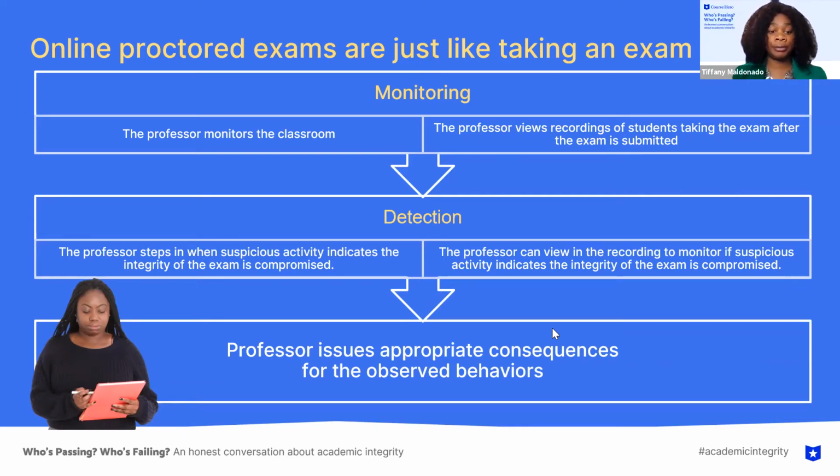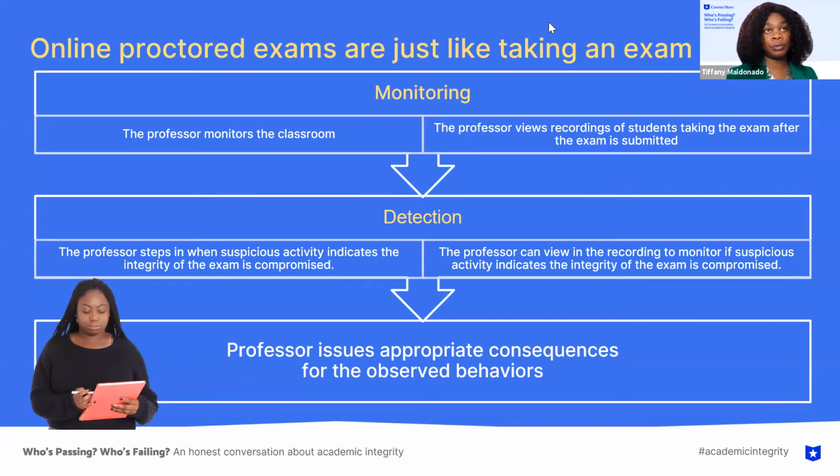In class, the professor or instructor monitors the classroom. They might walk around or sit at the front. With Respondus Lockdown, the professor views recordings of the student taking the exam after the exam is submitted. In the classroom, the professor or instructor will step in whenever there's suspicious activity that indicates that the integrity of the exam is compromised. With Respondus Lockdown, you can view the recorded sessions, and if suspicious activity is indicated, you can then see that.